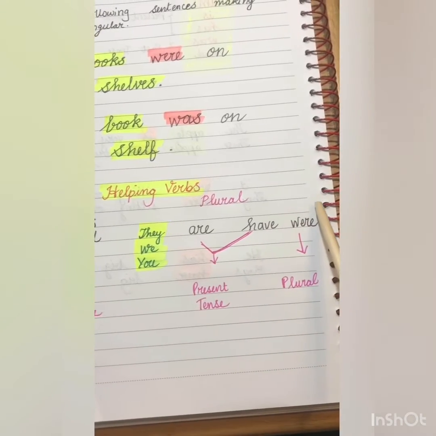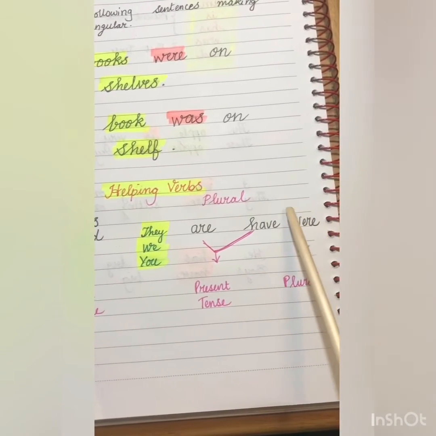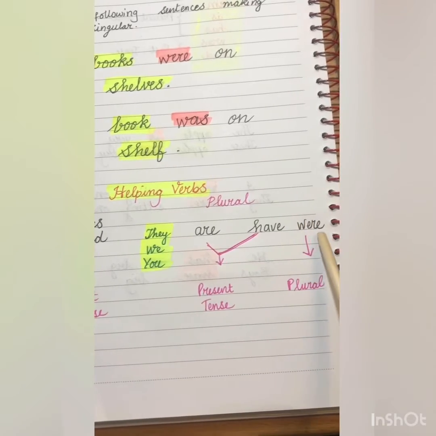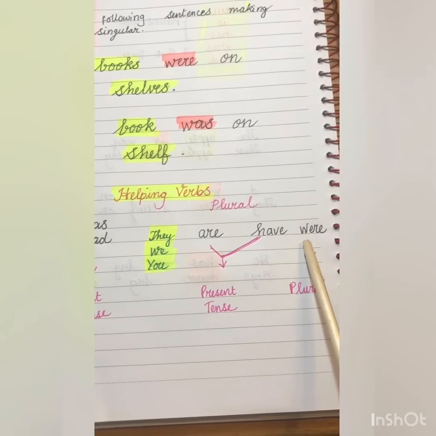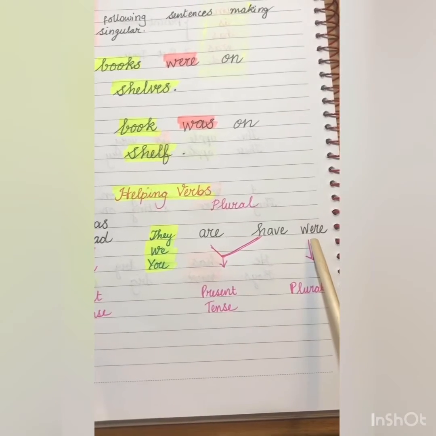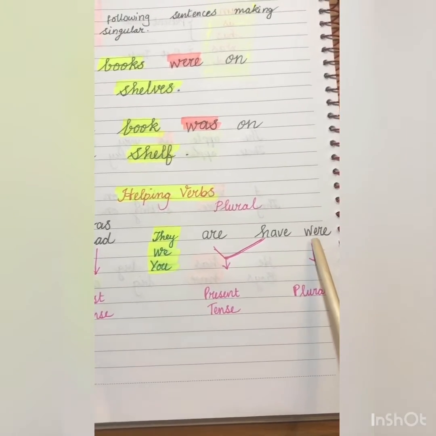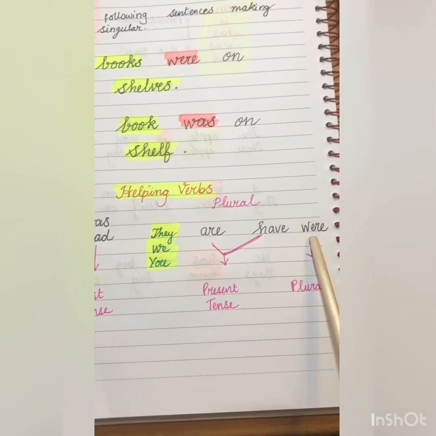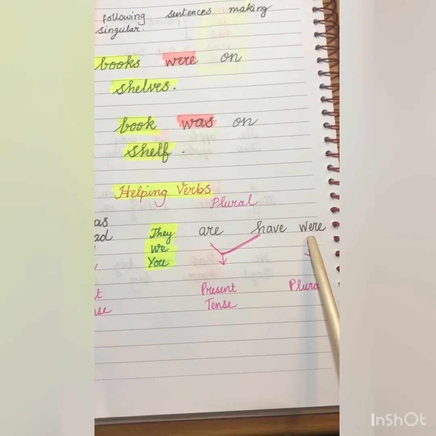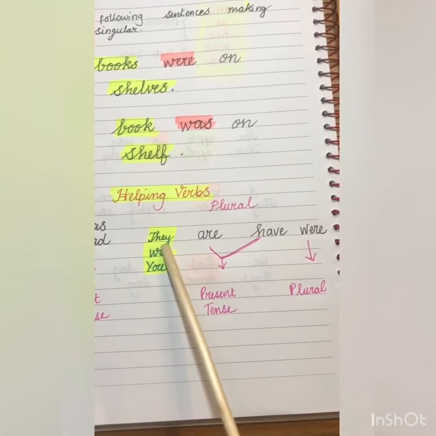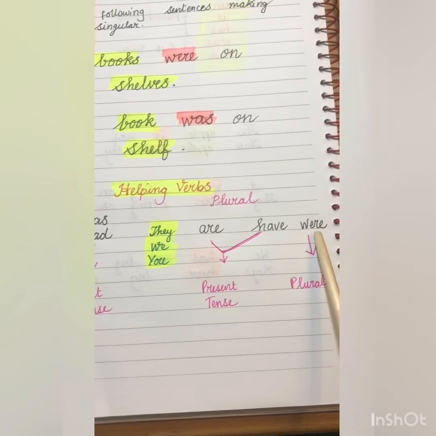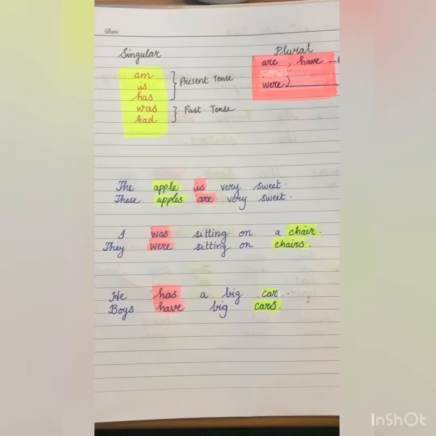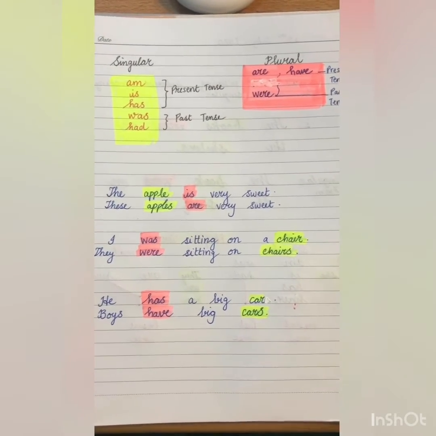But if we have to talk about some event or something which has happened in the past, we will be using were. They were not available in the class. See children, I am talking about the event that has happened in the past. They were absent yesterday. So this is something which I am talking about the past. Okay children, they were gone to Lahore. Again, I am talking about an event that has happened in the past. Is it clear, children?